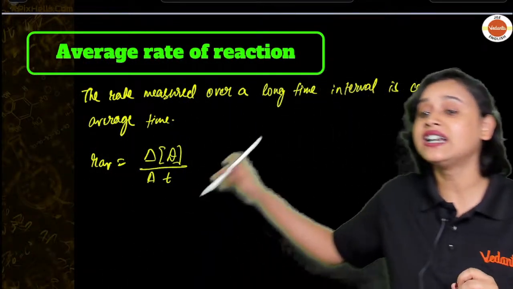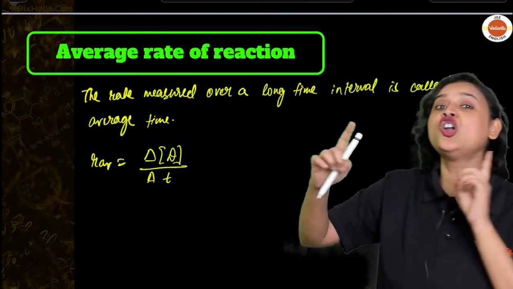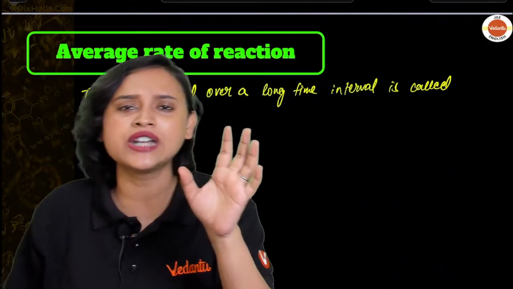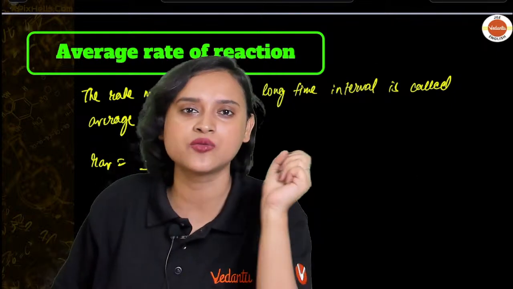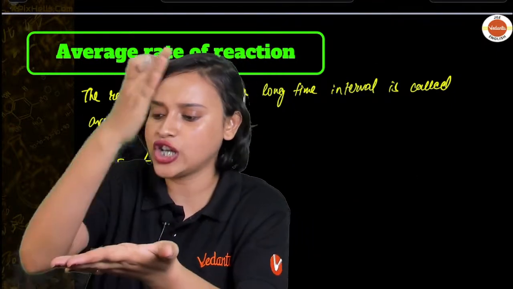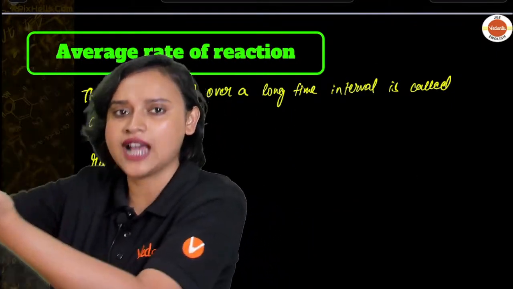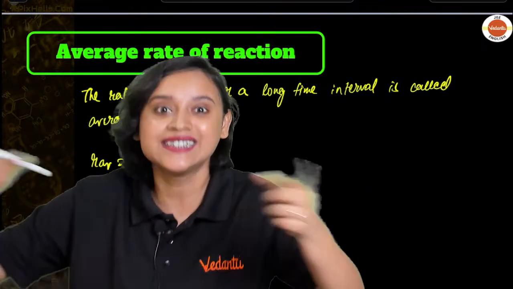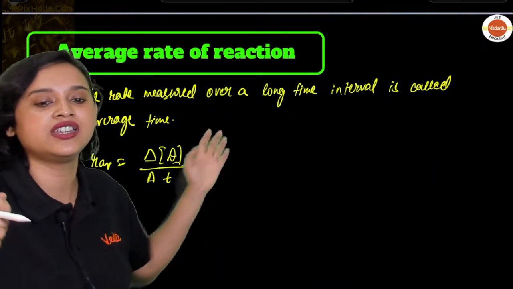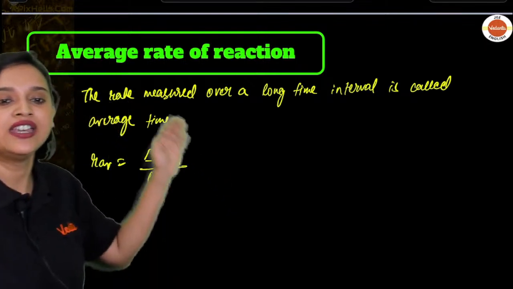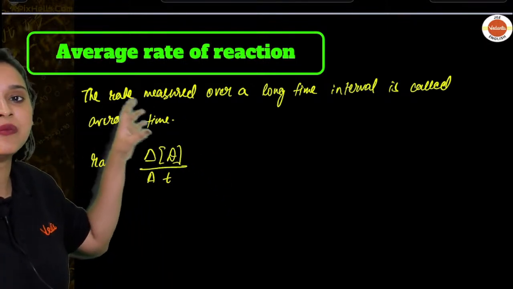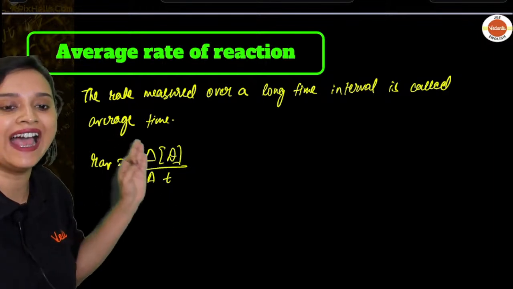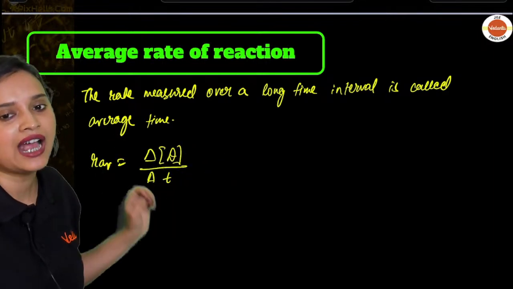So the rate that is measured for a longer time. What is average, guys? Usually, how do you find average? If I want to tell you to find the average of the whole class, what will you do? Add for Sanjay, add for Tanishka, add for this, add for that. Everybody you will add and then divide it by the total, isn't it? Yes, that's how you will find average. Similarly, here also the rate is measured over a long time interval and it is called average rate.